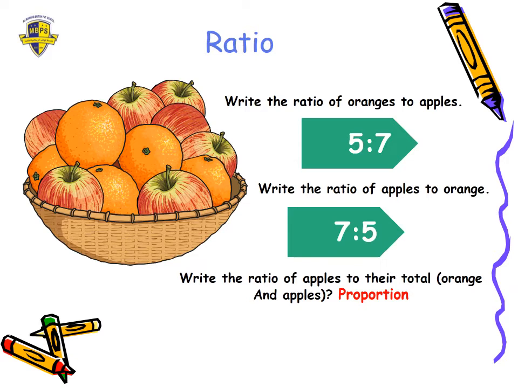So now we want to write apples to total. Apples, how many? 7 to total. There is 12. Good. So we write 7 to 12. And we name this proportion.